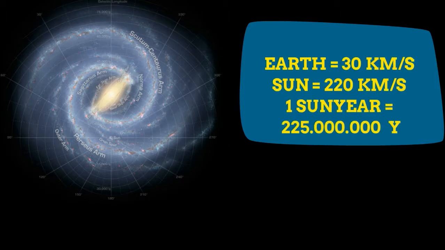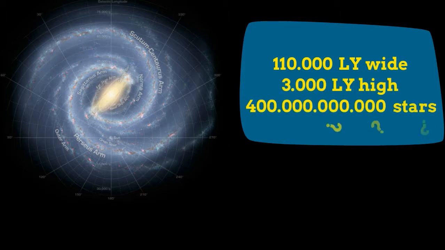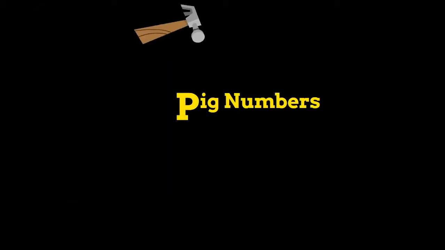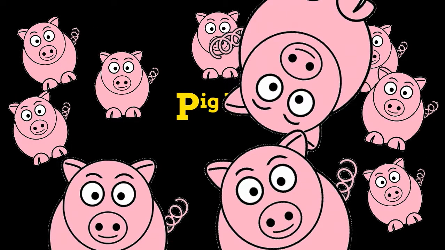Wow! The Milky Way is huge in size. It's 110,000 light years wide and 3,000 light years high in the center. There are 400,000 stars in it. It's big, bigger, and even more bigger numbers. 110,000 light years. Who could have any idea with that?